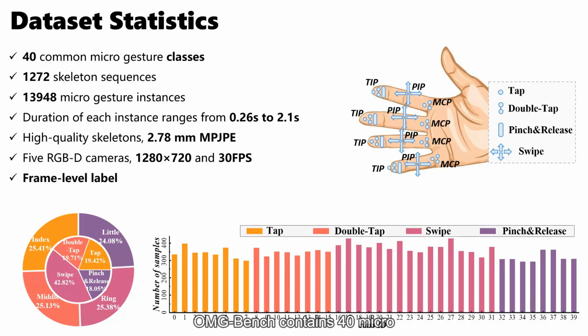OMG-Bench contains 40 micro-gesture classes, 1,272 skeleton sequences, and 13,948 gesture instances. Each gesture lasts from 0.26 to 2.1 seconds, and all samples are provided with frame-level labels.